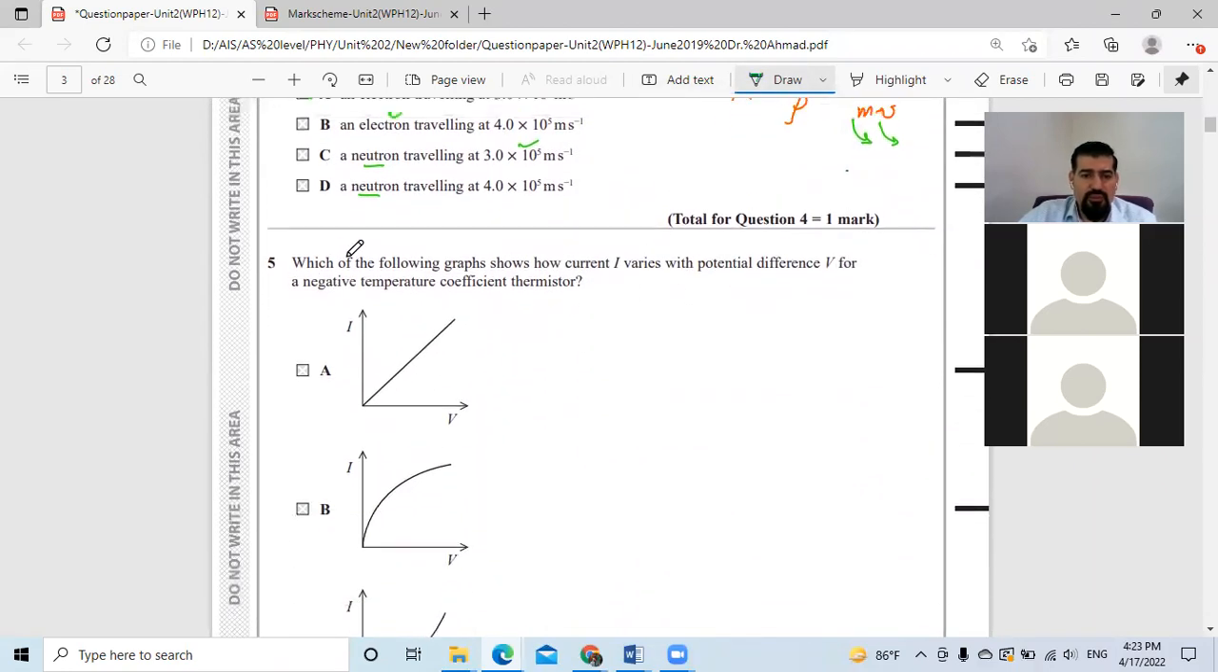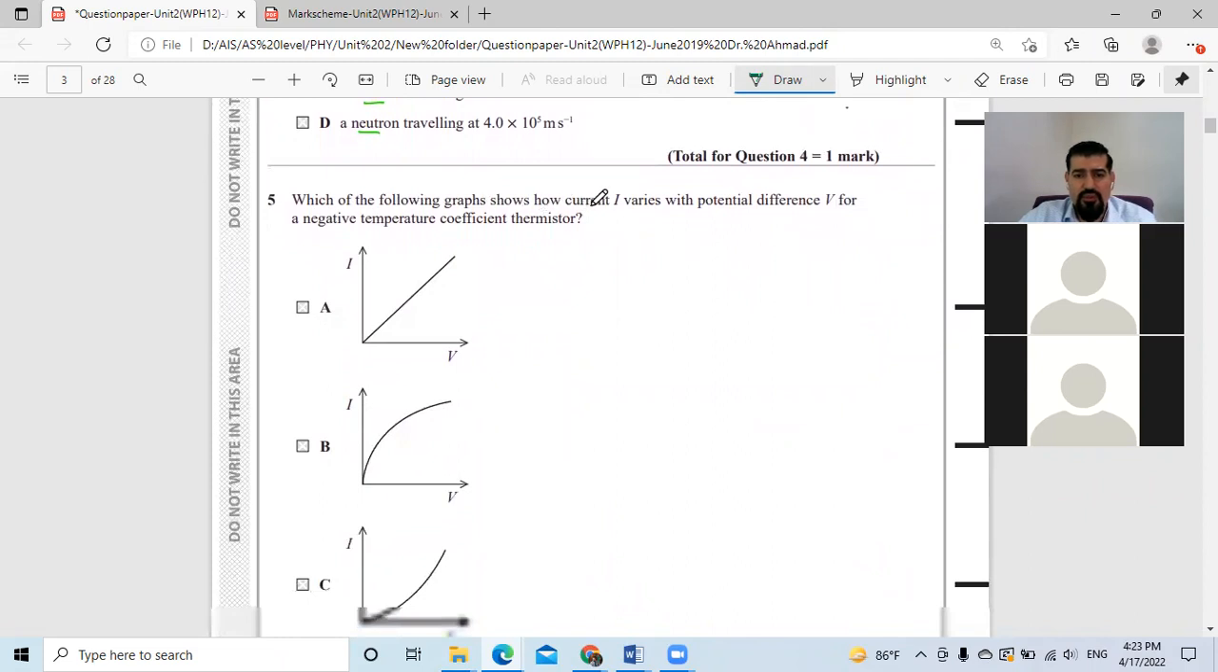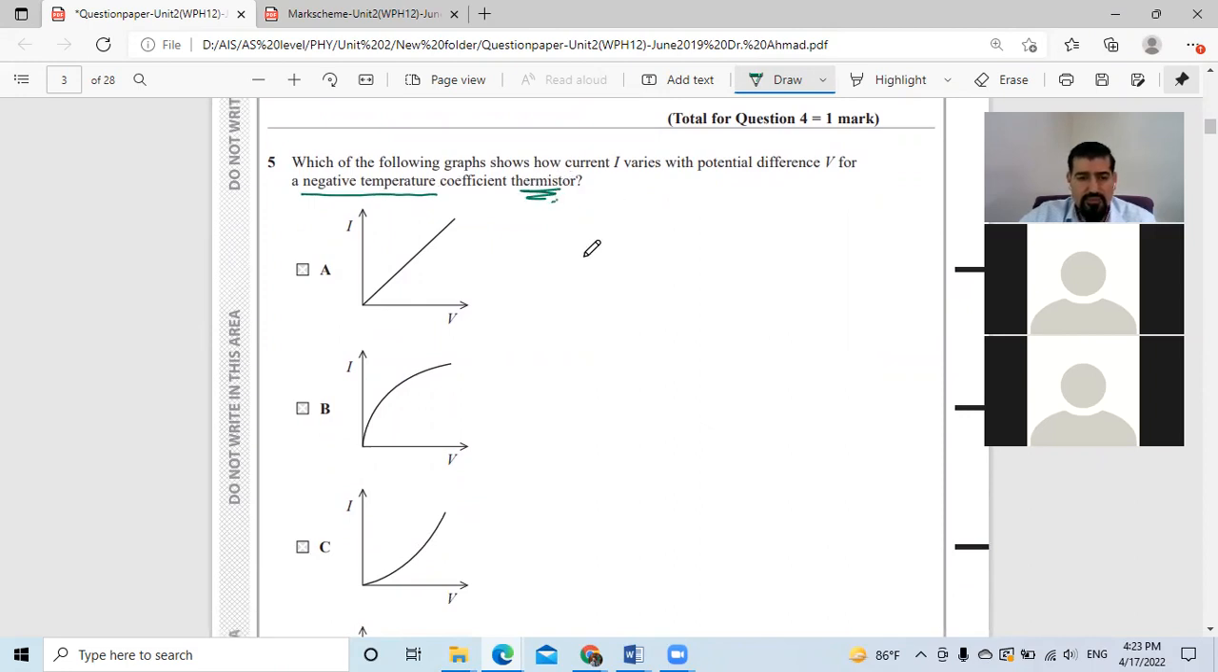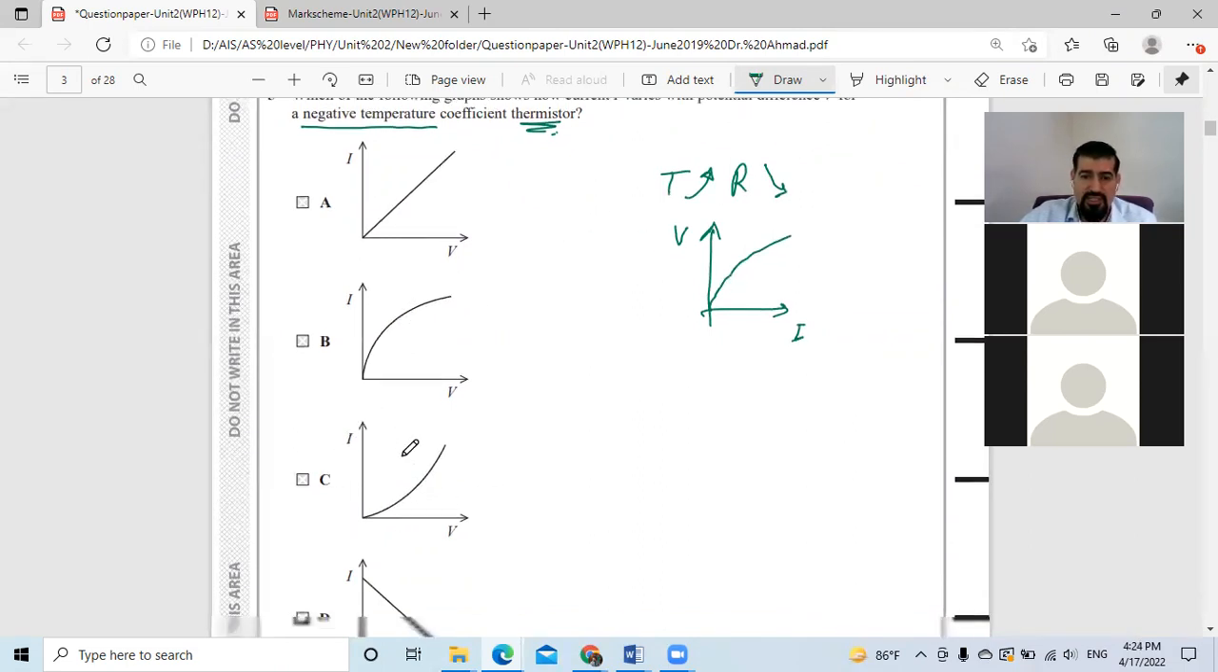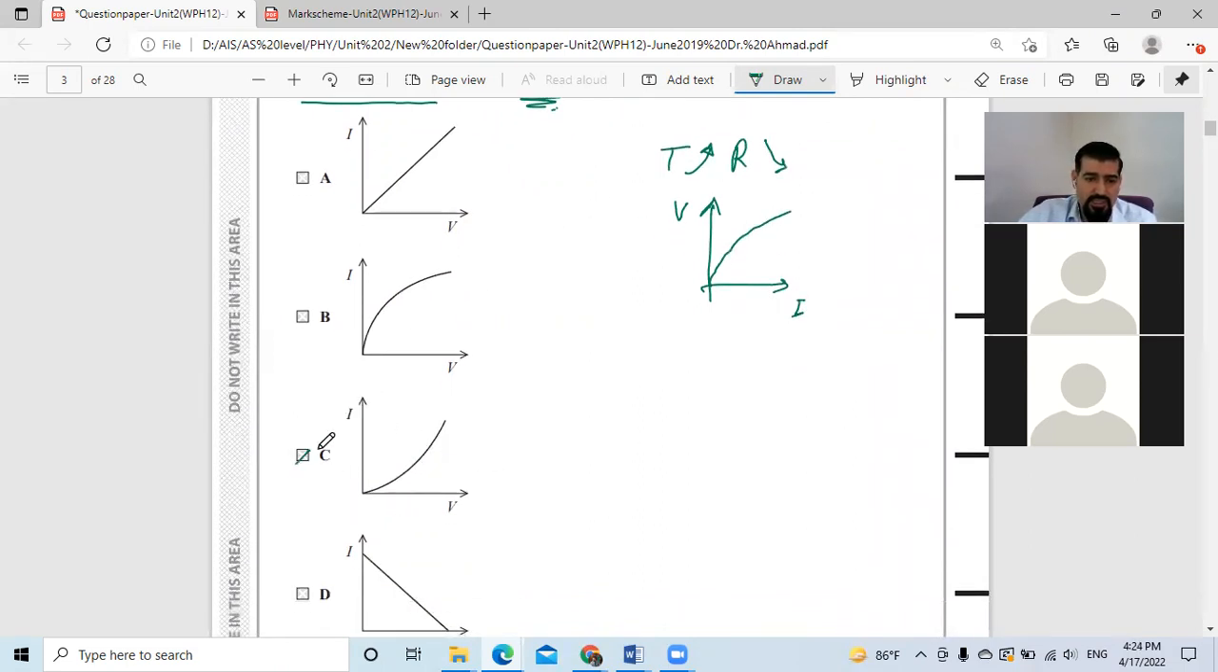Question number 5: which of the following graphs shows how the current varies with the potential difference of a negative temperature coefficient thermistor? Negative temperature coefficient means that as the temperature increases, the resistance decreases. On a voltage-current graph, because the resistance decreases, it has less gradient. It will be like this, but here they switch the current and voltage axes, so the answer is C.